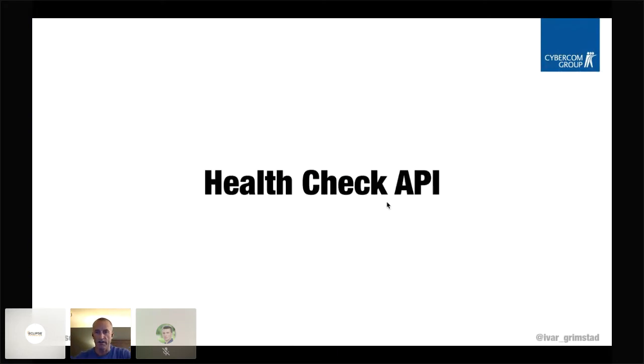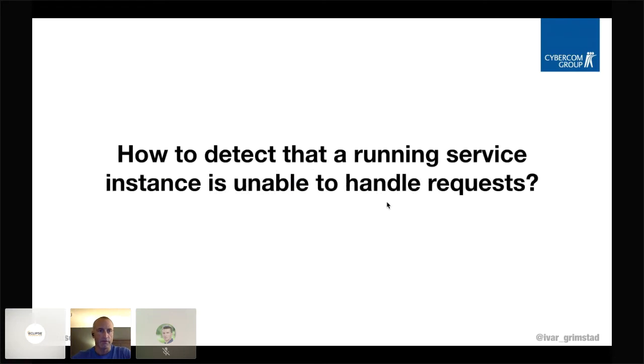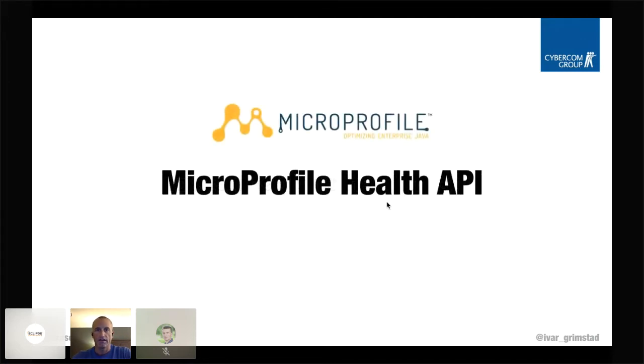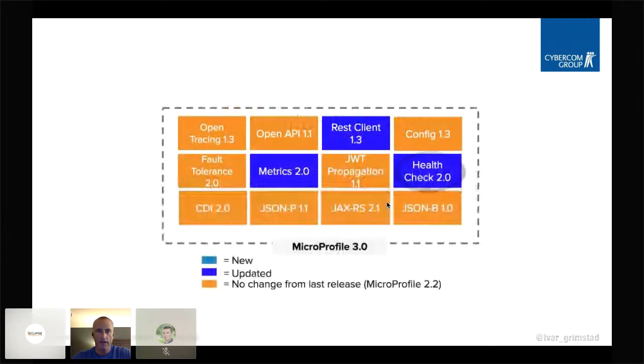Then we have the health check API. And the problem statement for this API is how to detect that a running service instance is unable or able to handle requests. And the MicroProfile Health API helps with this. And there you have the health check, which is updated for version 3.0. And I'll show a little bit about what's added there.